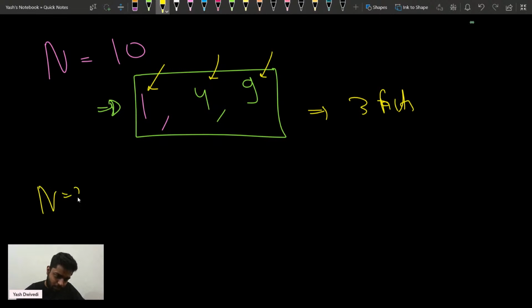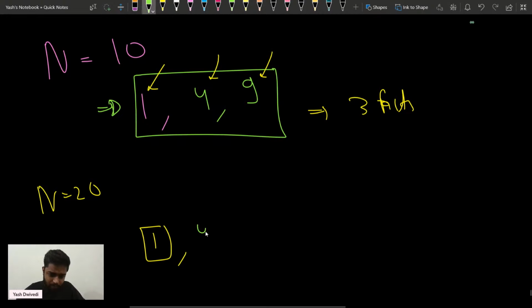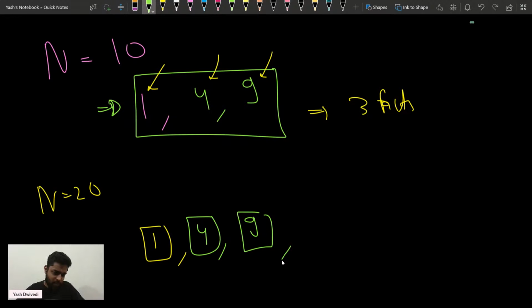If you see for n equal to 20, then for 1 I'll flip it an odd number of times because it is a perfect square. Then for 4, because it is a perfect square, and then for 9 it will have an odd number of factors, so it will be flipped an odd number of times, and hence it will be open in the end. And I can say the same for 16 also. Correct? Is this part clear?